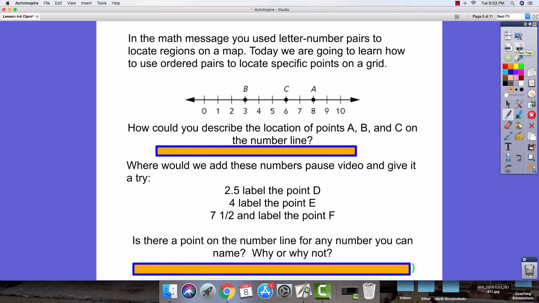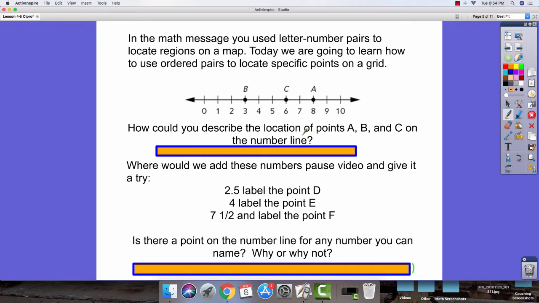All right, now that you have that correct, let's talk about some other things. Let's look at something else. So on the second page, on the bottom part of your guided notes, you're going to need to use this number line that you see on your screen here. So in the math message, we used letter number pairs to locate regions on a map. Today, we're going to learn how to use ordered pairs to locate specific points on a grid. All right, so here's my number line here, and I got the points A, B, C. How could you describe the location of points A, B, and C on the number line?